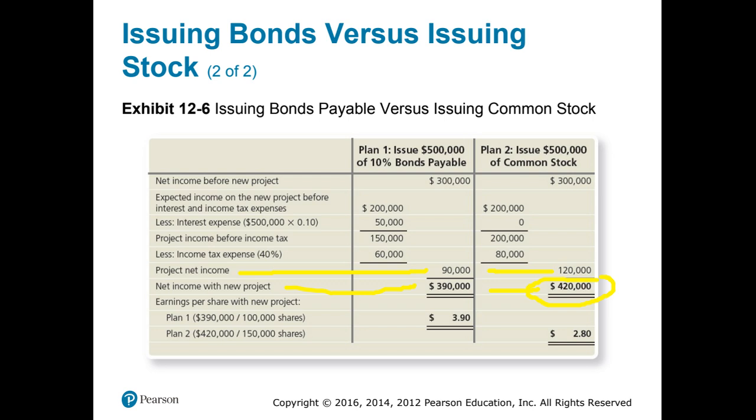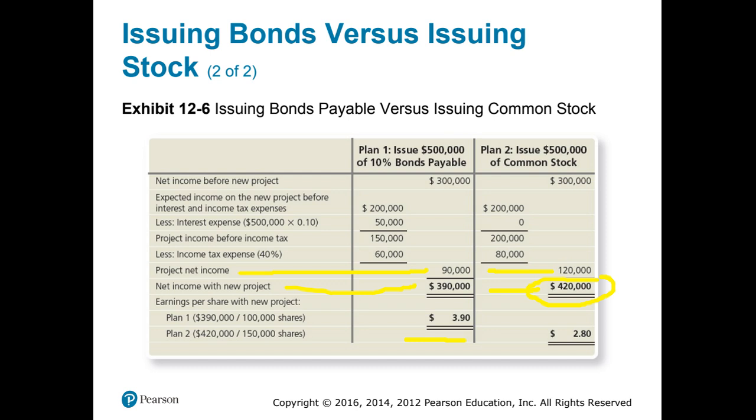But then you have to factor in your earnings per share. To calculate the earnings per share, you take your earnings, your net income, and divide that by the number of shares. In plan 1, we have 390,000 divided by 100,000 shares, and that gives us an earnings per share of $3.90.